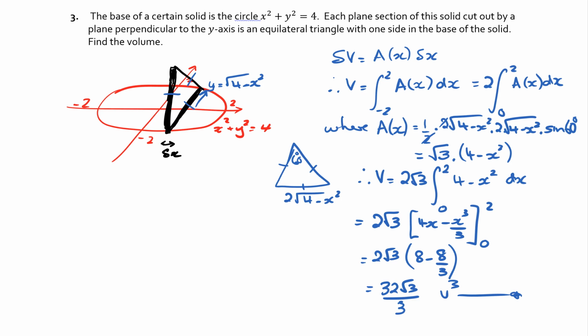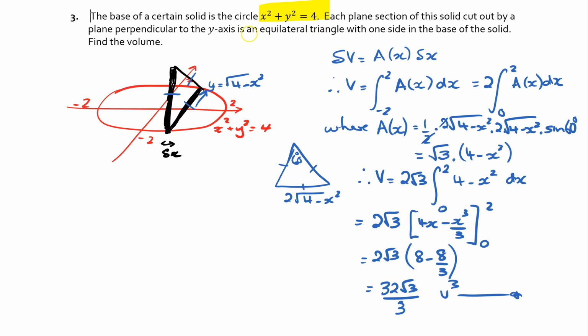Okay, so for our next question, it takes a little bit of getting our head around the shape of the diagram, and my drawing skills are not going to be of any use at all here. So we've got the base of a solid is a circle, so we can see that circle in the diagram below. Each plane section of this solid is cut out by a plane perpendicular to the y-axis.